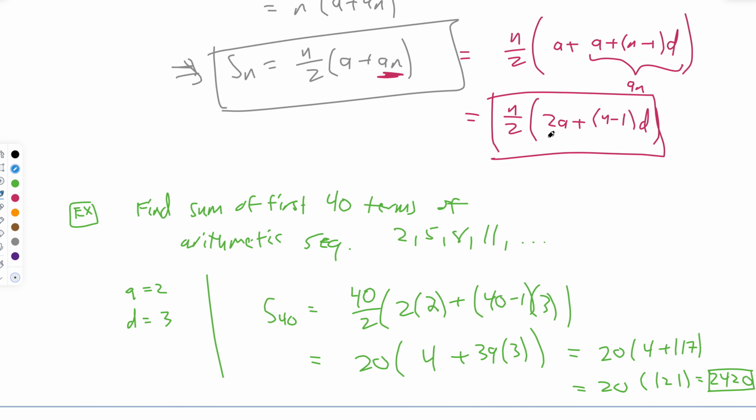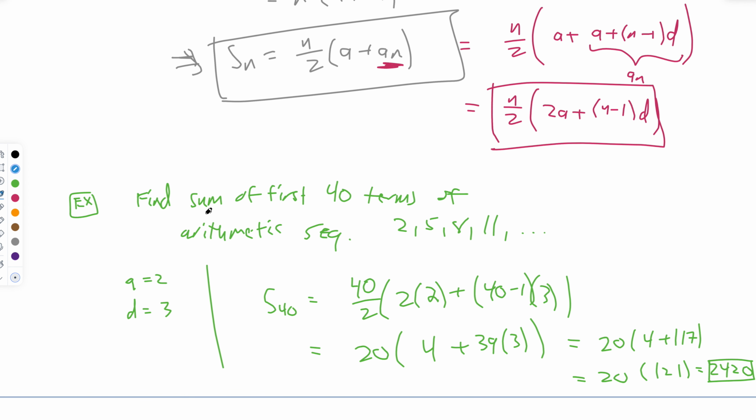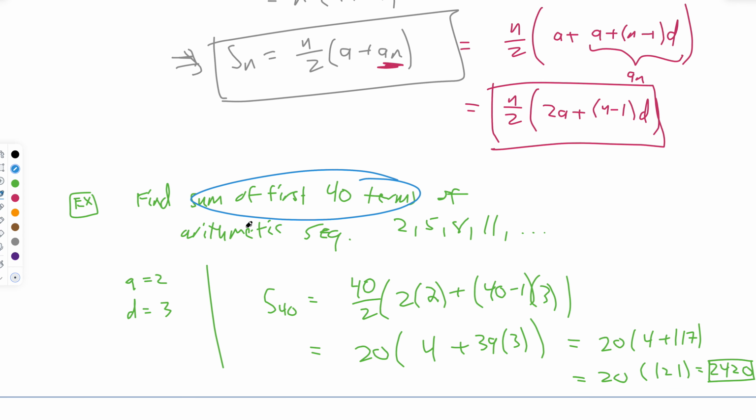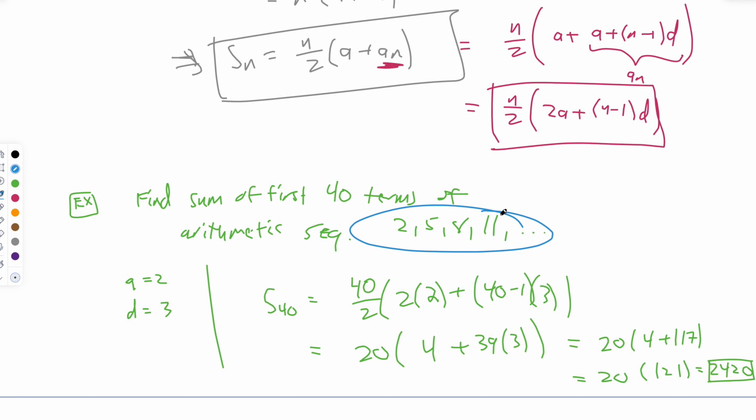Okay. So with this being said, these two formulas, let's go ahead and try a practice problem. I'll keep these up in view so we can work on this. Let's say we want to find the sum of the first 40 terms of an arithmetic sequence that's defined by 2, 5, 8, 11, and so on. Okay, so first 40 terms, we want to sum those. We know it's arithmetic, and we're given the pattern for it.